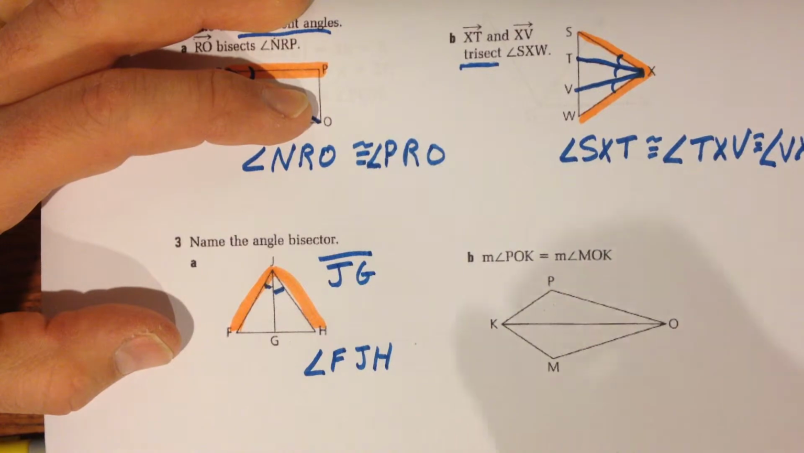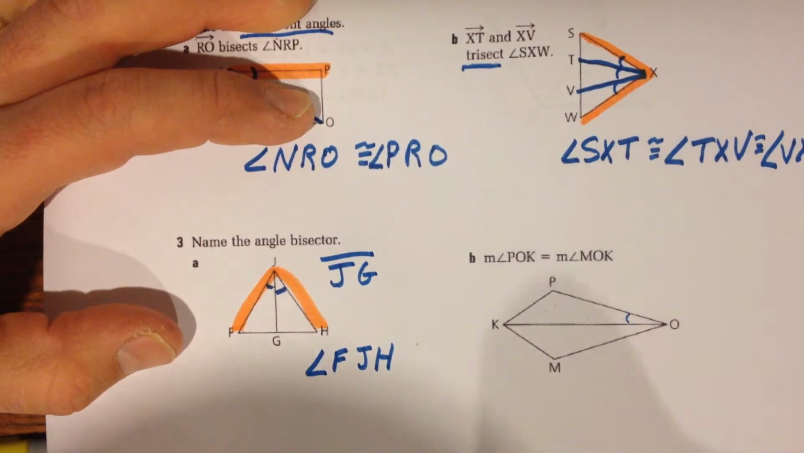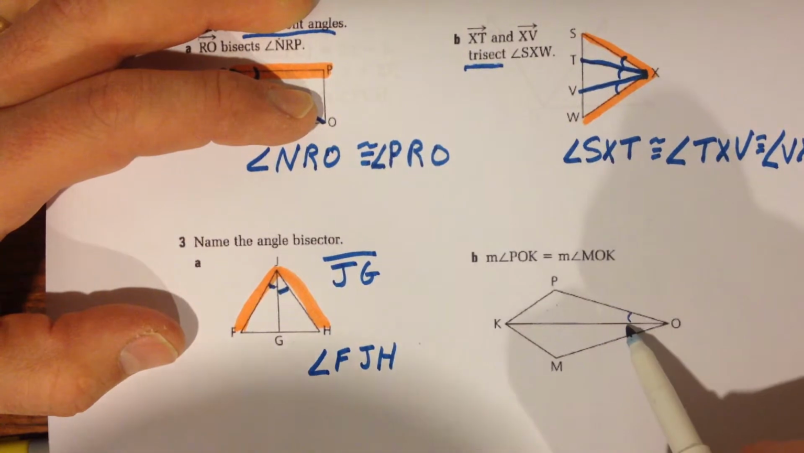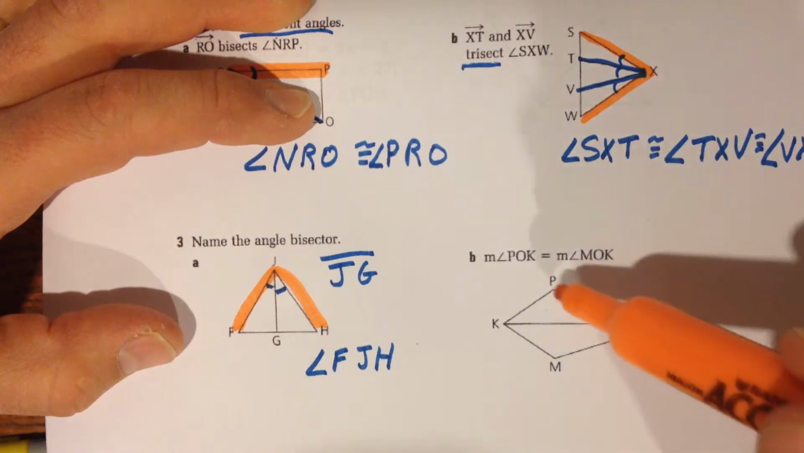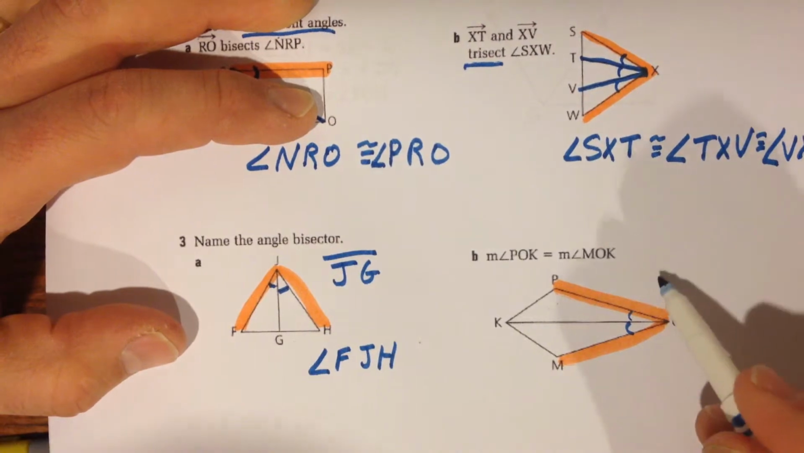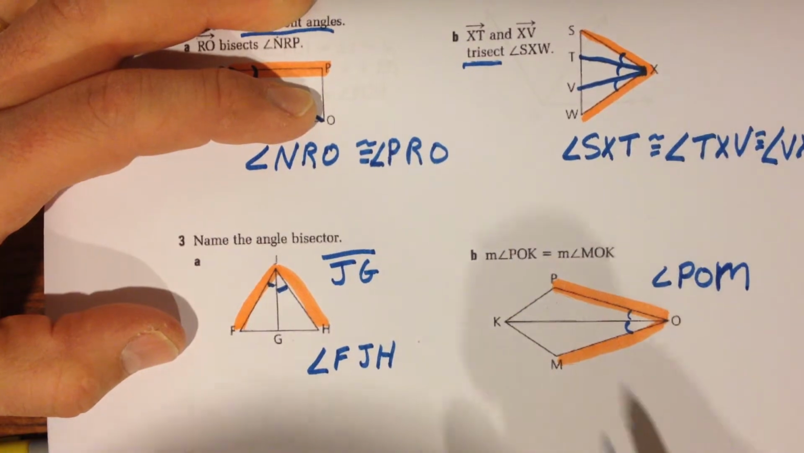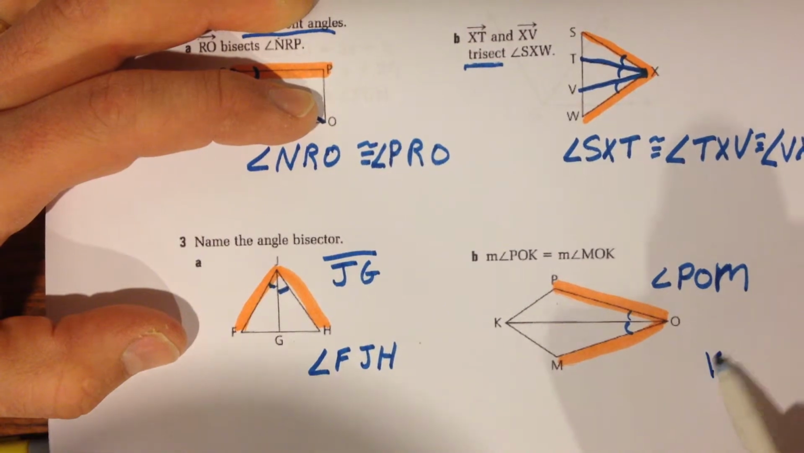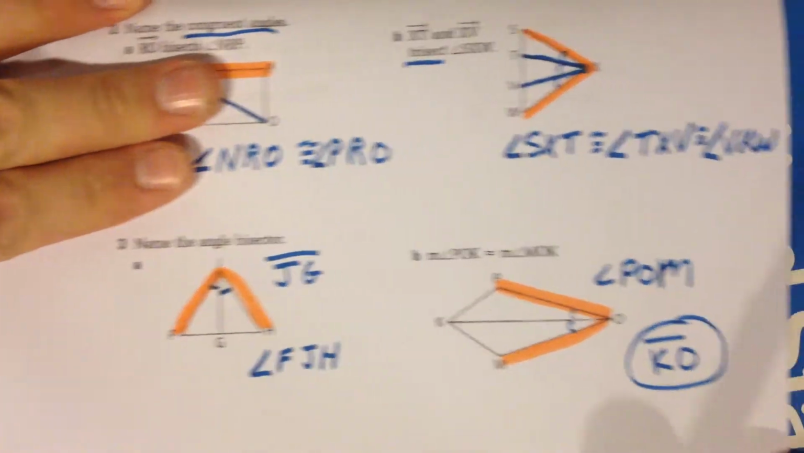That's the angle bisector. Okay, now this one says the measure of angle POK is congruent or equal to the measure of angle MOK, which is right there. So again, which angle has been cut in half or cut into two equal parts? That angle, angle POM, has been bisected by what segment? KO. So that's my answer. KO is the segment. Oops.